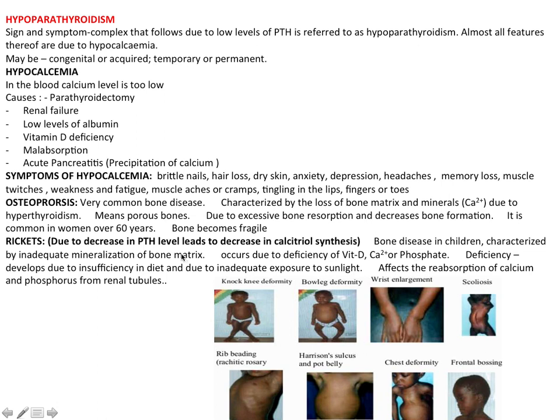So that's all about the parathyroid gland and their hormones, particularly the parathyroid hormone, that is PTH.